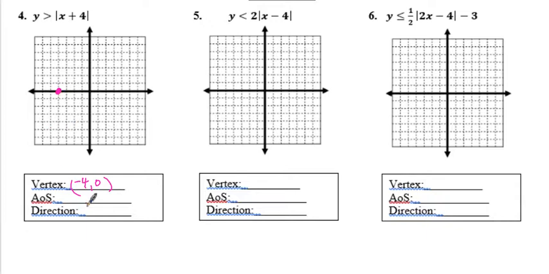If you would like, you can immediately fill in the axis of symmetry. It's going to be the line x equals negative 4, because we know that without even drawing it, just from the algebra. Is it an upward facing or downward facing? Well, there's an invisible positive 1 here, so it's an upward facing, up 1 over 1 situation. So the answer here is upward facing.